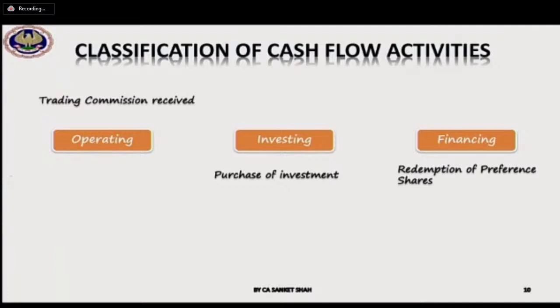Now everyone tell me this one. Number 1. Now you can write number 1 and answer it. Number 1, trading commission received and answer it. Trading commission received. Which activity? Number 1 and answer it. This did not come to Pratham. Operating. So trading commission. Trade means regular trading, beta. You are doing it for the business.